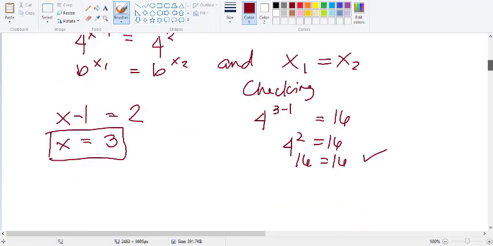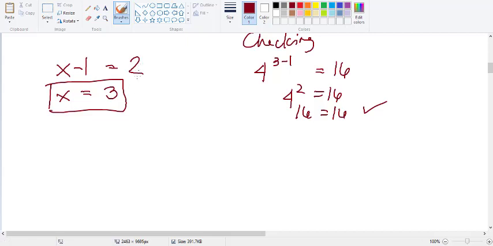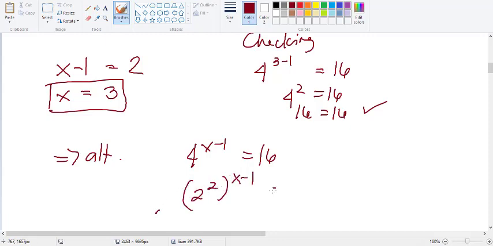An alternate solution for this one, you can also do something like this. But I think it is just longer. Alternate solution. But let's say, with the same equation, we say that 4 is 2 squared, raised to the power of x minus 1. And so, 16 is 2 times 2 times 2 times 2.